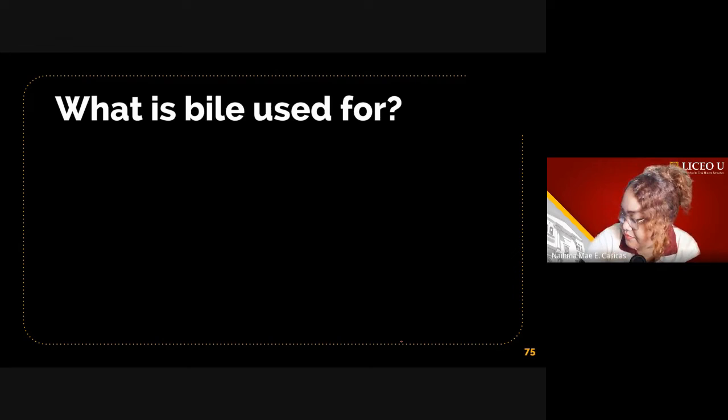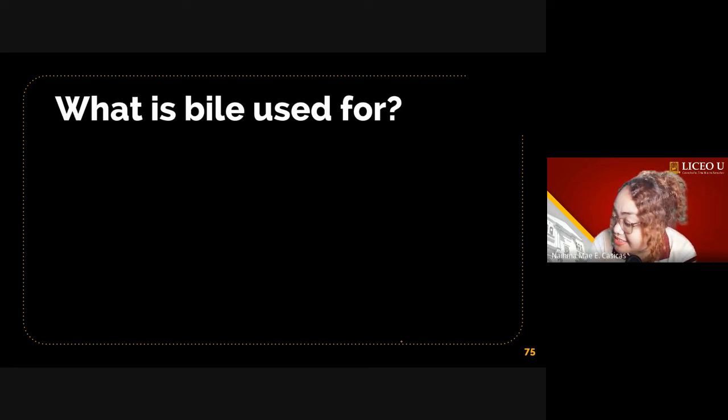Helps with digestion. Of course, it helps with the digestion. Bile is a fluid that is made and released by the liver and stored in the gallbladder. But what is it used for? Bile contains bile acids, which are critical for digestion and absorption of fats and fat-soluble vitamins in the small intestines. All right, so that's what bile is used for.